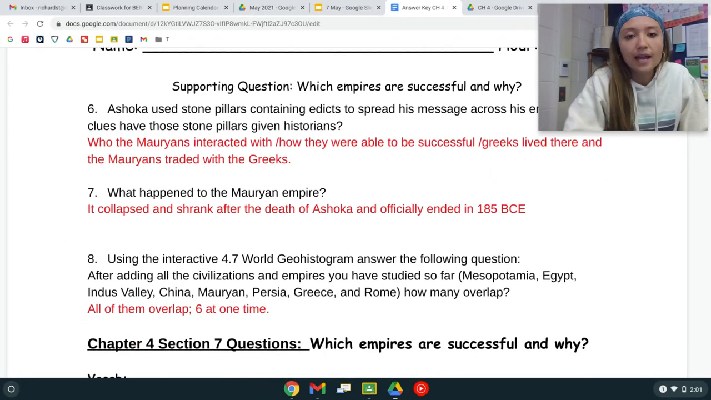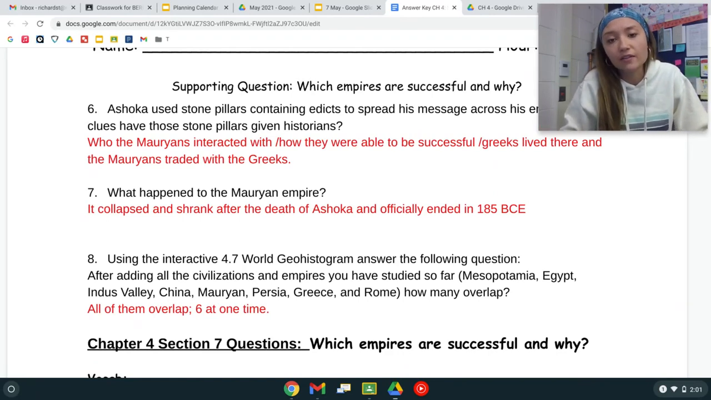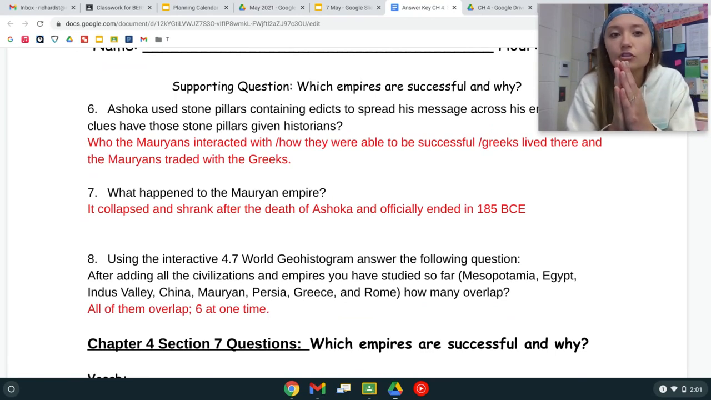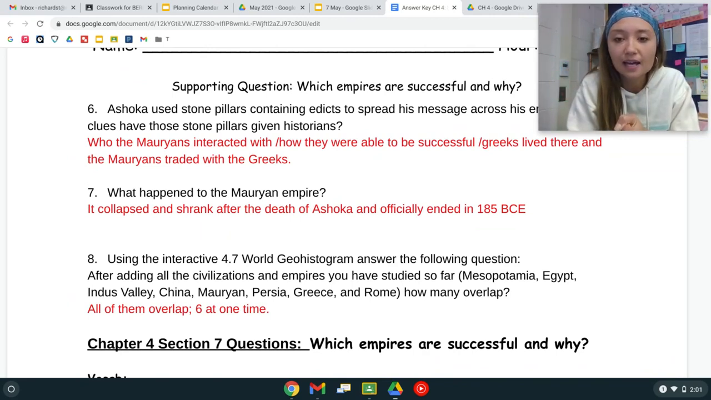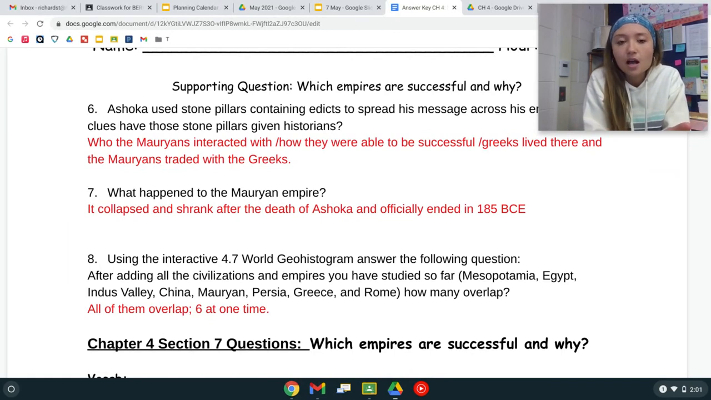Number 7, what happened to the Mauryan Empire? It collapsed and shrank after the death of Ashoka and officially ended in 185 BCE. So it ended before 0. Remember, 0 is when the Roman Empire took off and expanded quite a bit. If you look at your geohistogram, you can see that. The Mauryan Empire ended about 100, 200 years before that. And similar to the Roman Empire ending after Marcus Aurelius, the Mauryan Empire ended after the death of Ashoka.